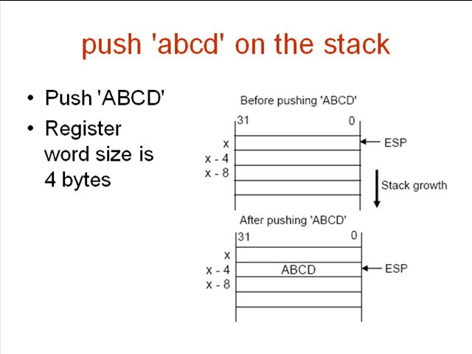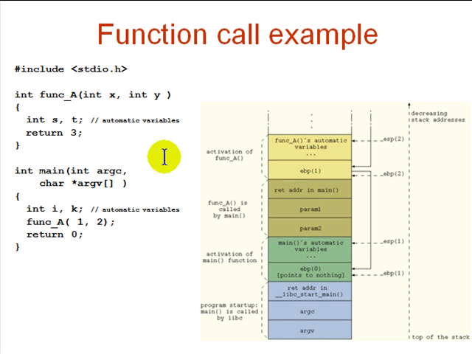So let's see an example of a function call. Suppose you have a C program with a function A and a main function. In main you have some automatic variables I and K. Then you call function A with 1 and 2, and function A has parameters X and Y, and local variables S and T. It returns 3 back to the main function, which is ignored by main, and the main function returns 0.